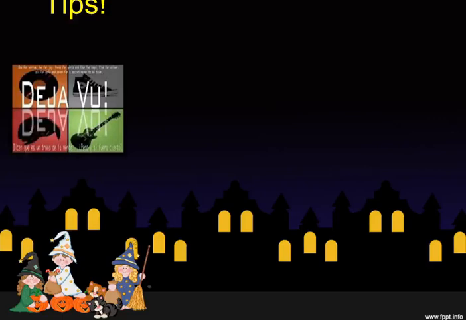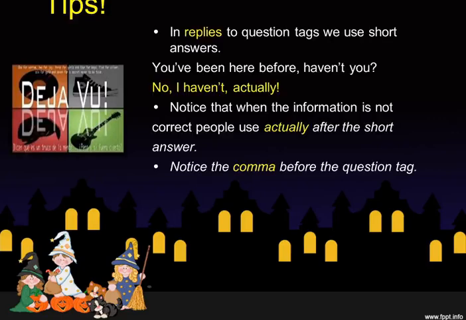Next, in reply to question tags, we use short answers. "Well, you have been here before, haven't you?" "Have" is the auxiliary verb here, so we just change it into the negative, "haven't". "You" is the subject, so the subject should come last. Then a question mark. "Have you been here before? Haven't you?" The answer will be like, "No, I haven't, actually."